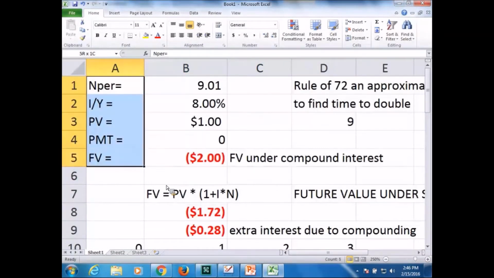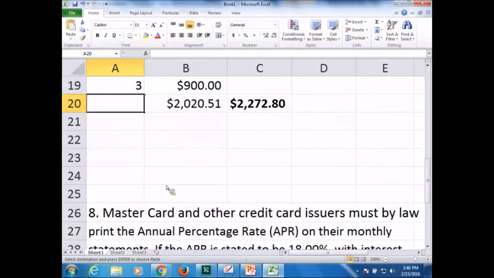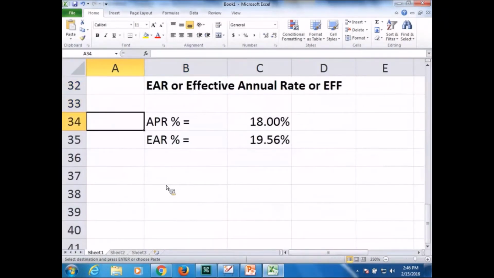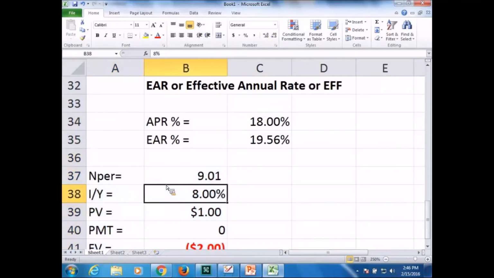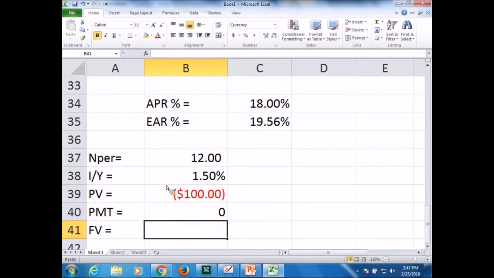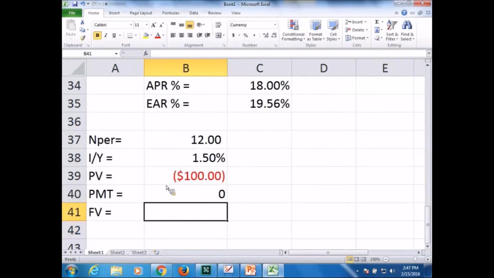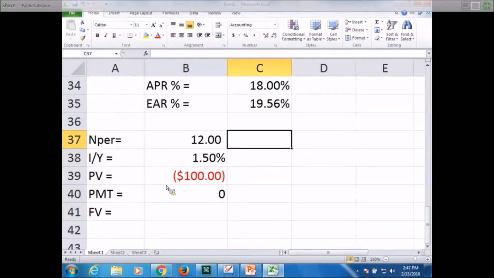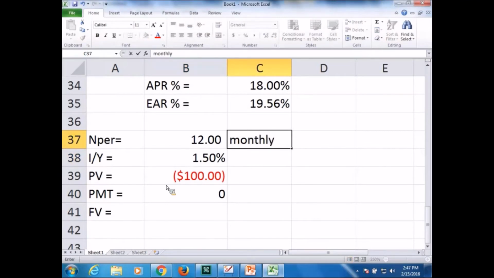This is what we're going to try to find. Are you following me, or did I lose you? We have 12 months. Our interest rate is 18, but divided by 12, so we have a 1.5% monthly interest rate. We have $100 deposited today. My question is, how much will we have after 12 months? Notice, this is monthly. This is also monthly.